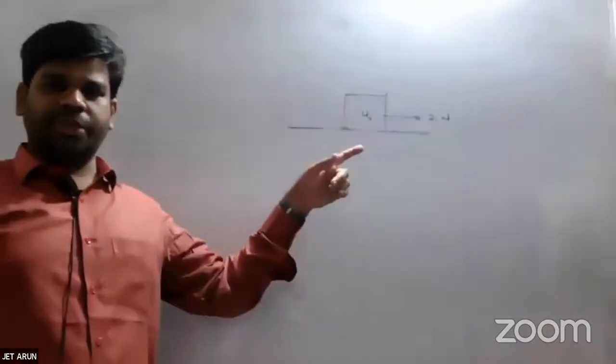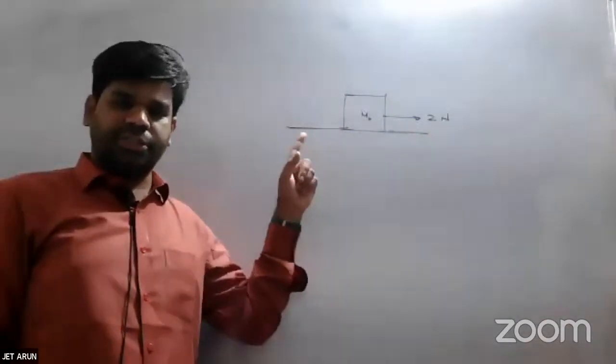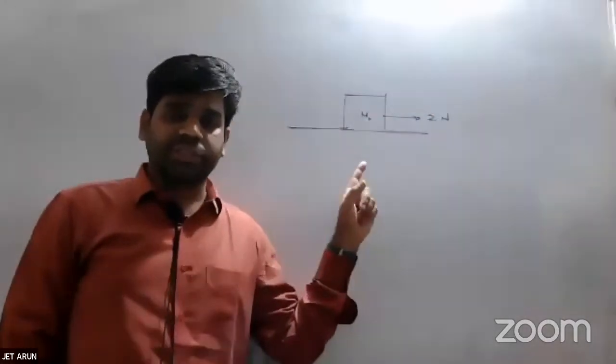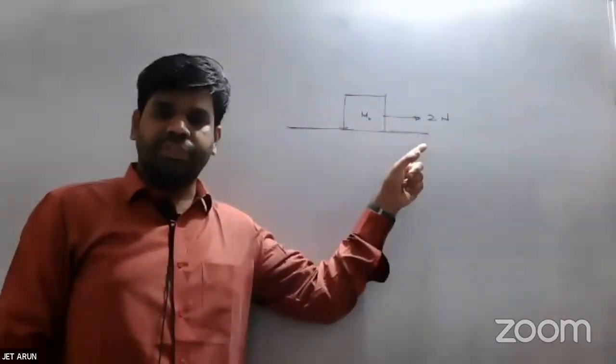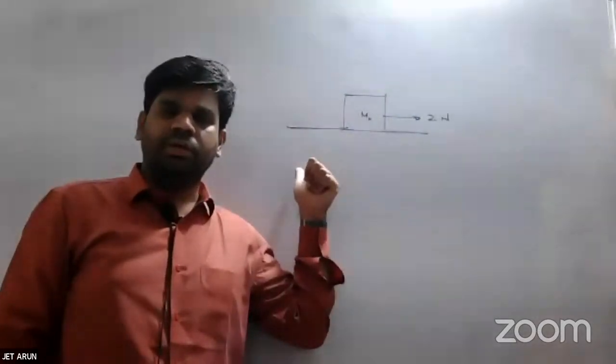I applied a force of 2 Newton. I observe the particle is not moving, which implies net force on the particle is 0. That means there is some force which is counterbalancing my 2 Newton applied force, and that is friction. So what is the friction on the block?